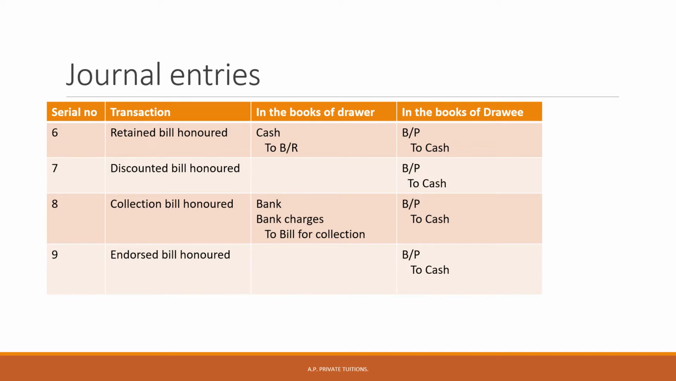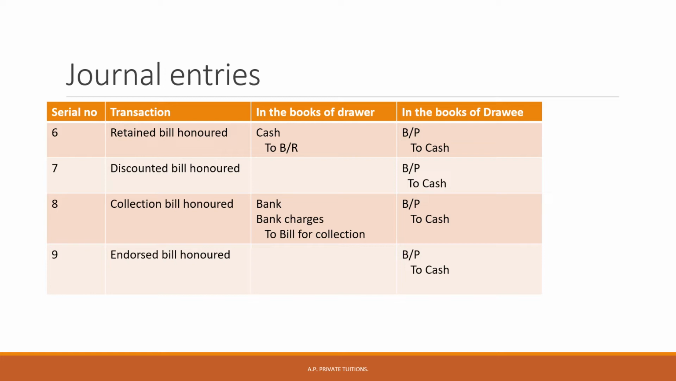Collection bill honored. Bank account debit, bank charges account debit to bill for collection. What was the meaning of collection bill? The drawer gives the collection job to the bank. So on the due date, bank collects the money from the drawee and deposits that money into the account of the drawer. Of course, bank will deduct some charges for that. So money comes in, bank debit, bank charges are expenses, so debited, and the collection job is over to bill for collection. So our entry is bank, bank charges to bill for collection.